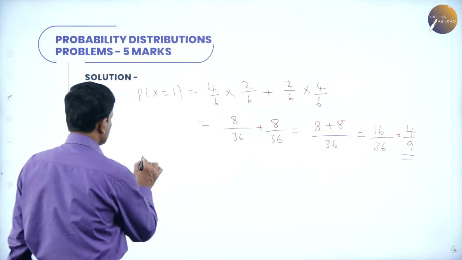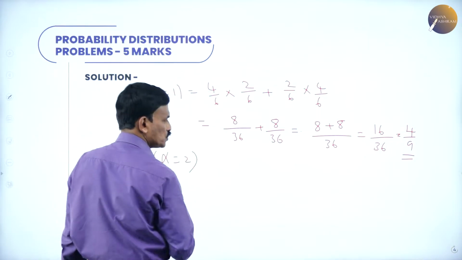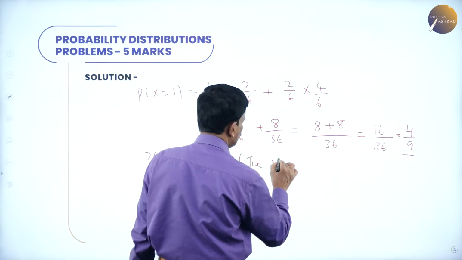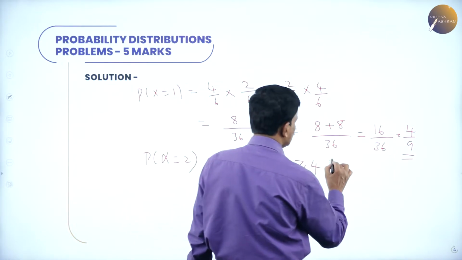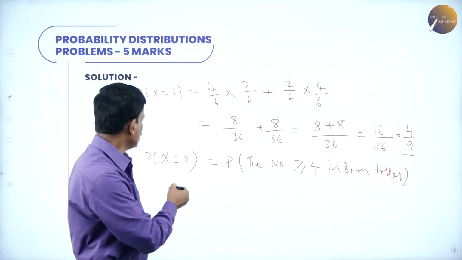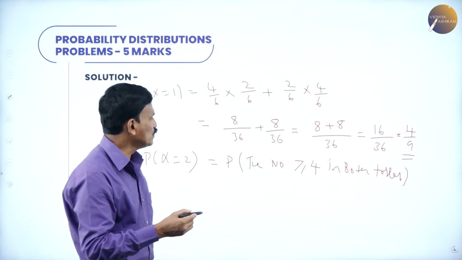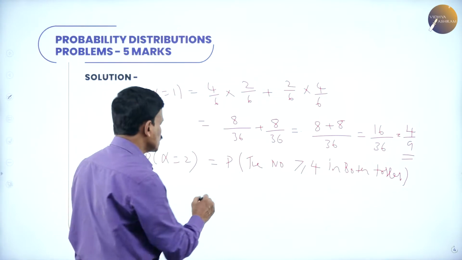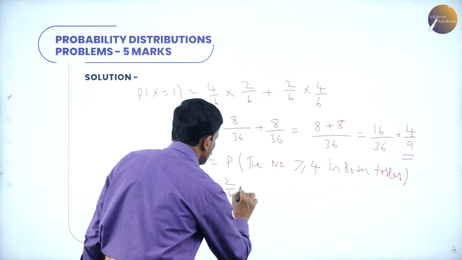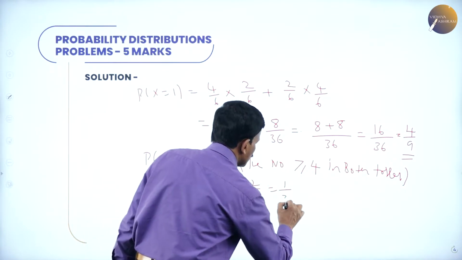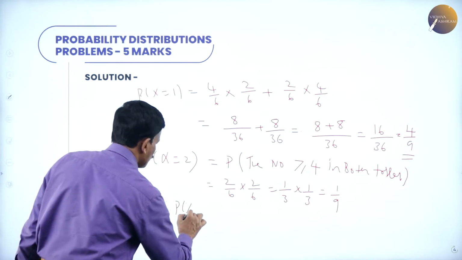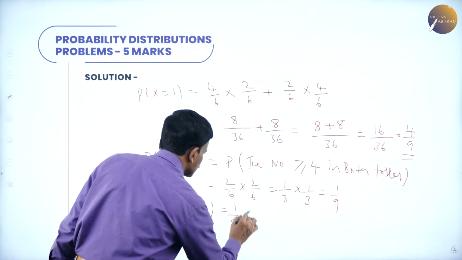Okay. Now the third possibility, probability of x is equal to 2. The probability of x is equal to 2 means the probability of the number greater than or equal to 4 in both the tosses. Number greater than or equal to 4 is nothing but 5 and 6, that is 2 by 6. 2 by 6 into 2 by 6. This is 1 by 3 into 1 by 3 is equal to 1 by 9.